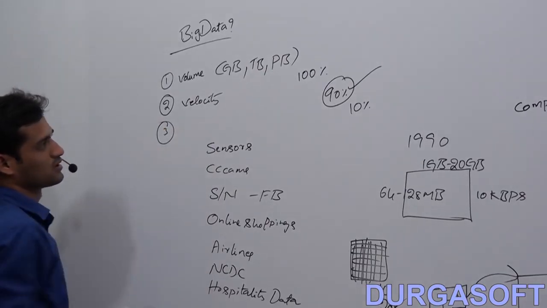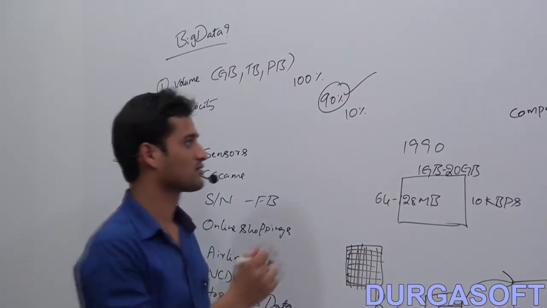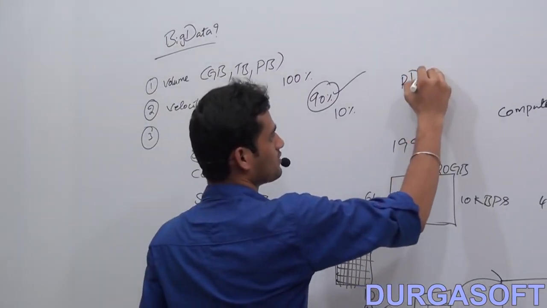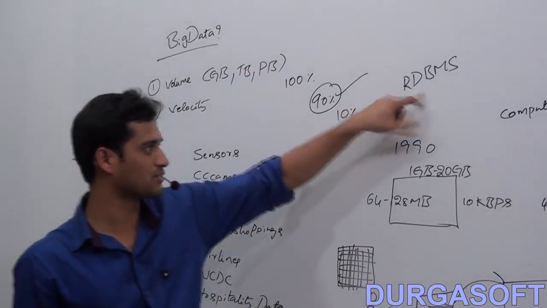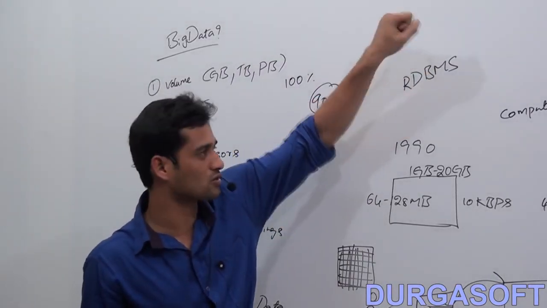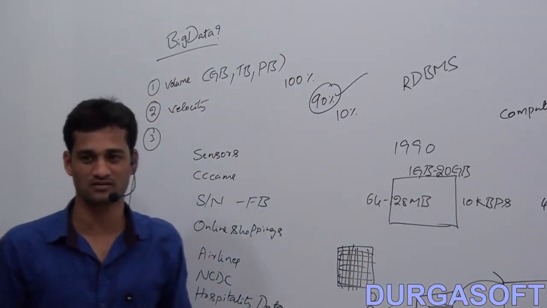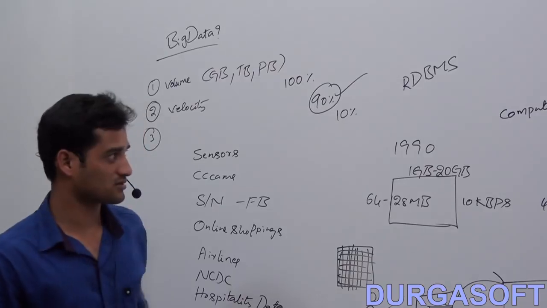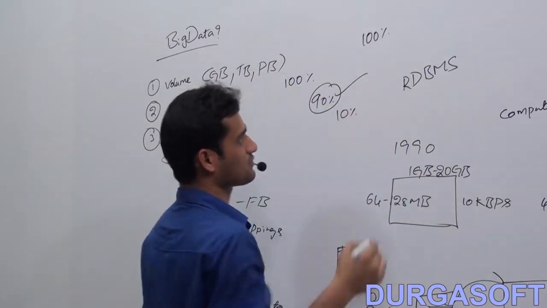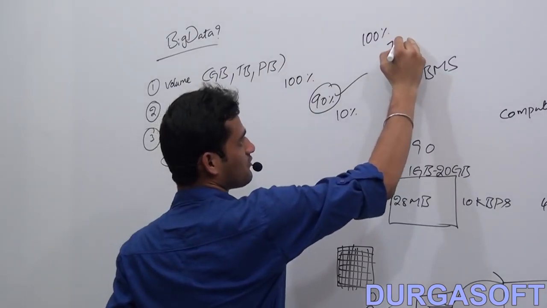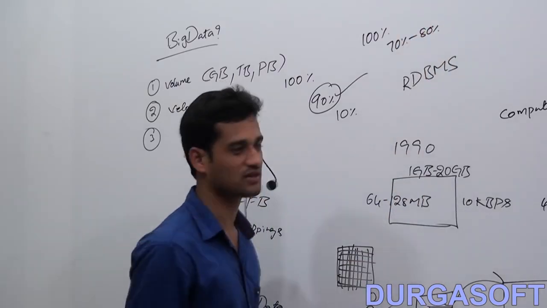Next, the third one. Right now we know very well we have RDBMS for storing structured data. This RDBMS knows only the way to store your structured data and process it by writing queries. But nowadays, if you are getting 100% of the data, out of this 100%, 70% to 80% of the data is unstructured and semi-structured data.